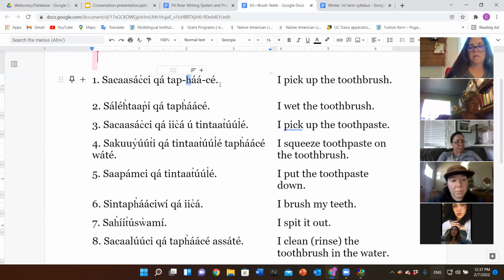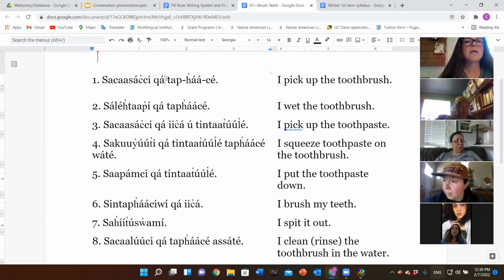Letty, saja satji ga dap ha j. Mercy, saja satji ga dap ha j. I'm trying to get that deep. Is it ga or is it da? Are you guys saying da? This is supposed to be ga. Oh, okay. Yeah. Saja satji ga dap ha j.